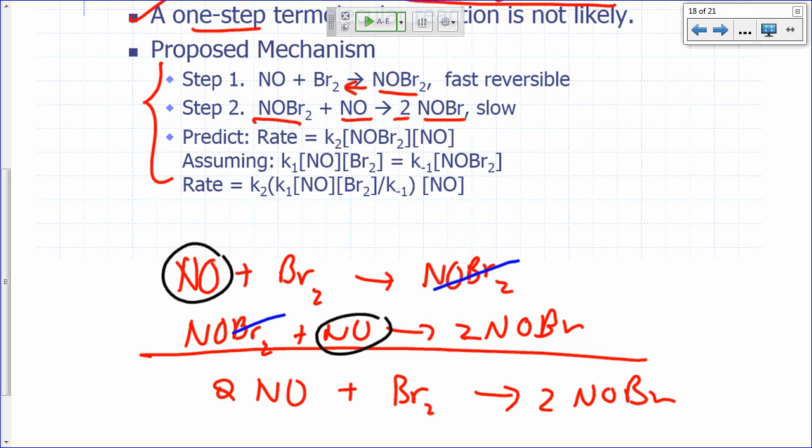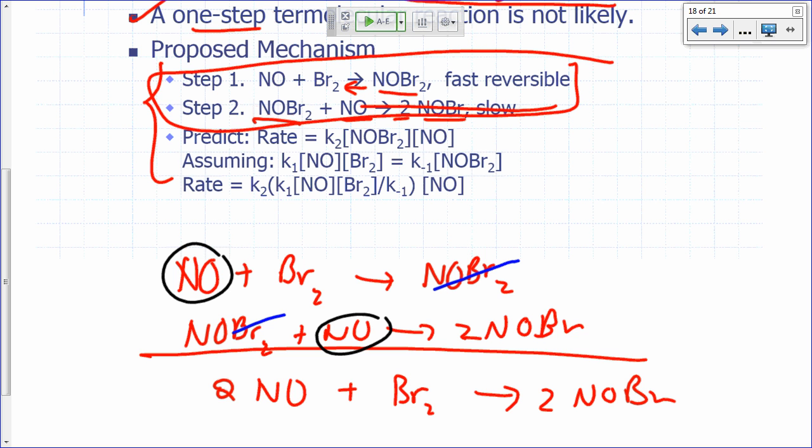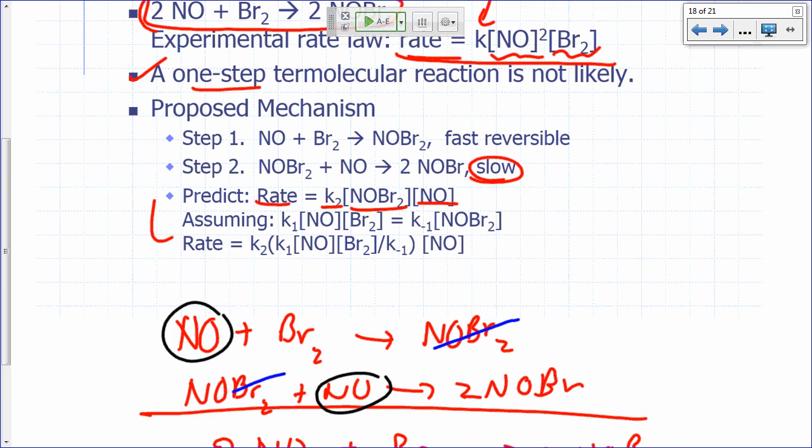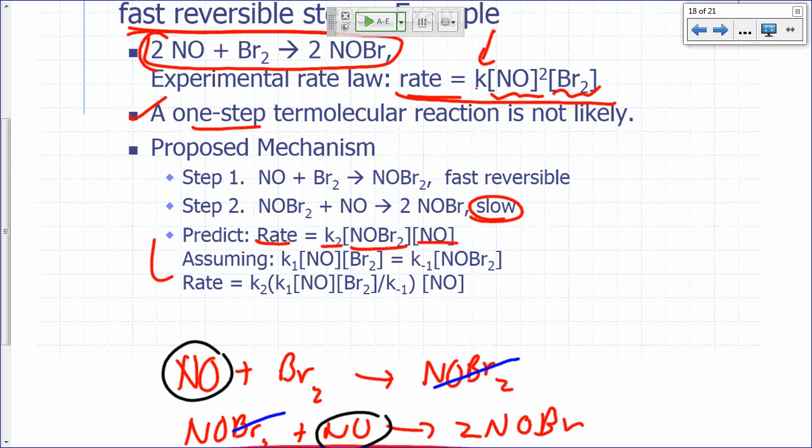So what's the predicted rate based on this mechanism? If this was the mechanism, what would be your rate determining step? Step 1 or step 2? Step 2, the slow step, right? So we say you would expect to observe the rate law to be k2 times concentration of NOBr2 times concentration of NO. Now, that's not what the rate law is. What's our rate law? Rate equals k times NO squared times Br2.